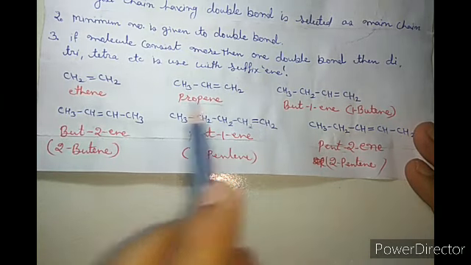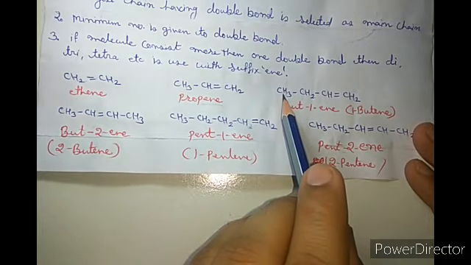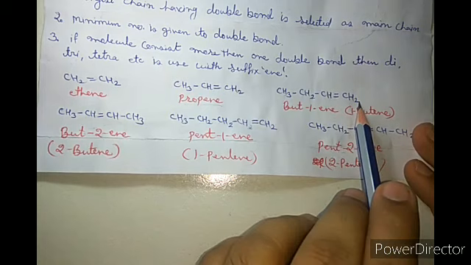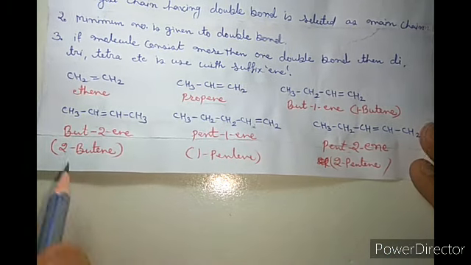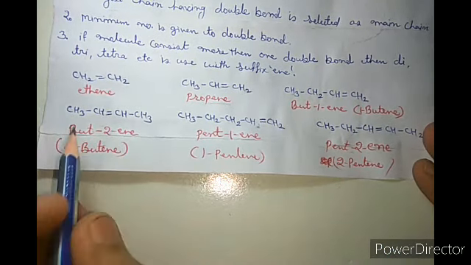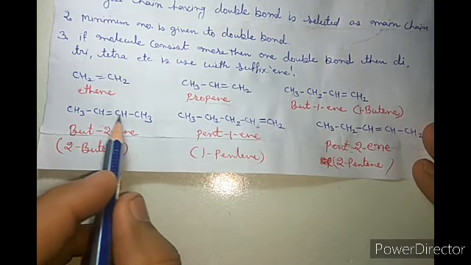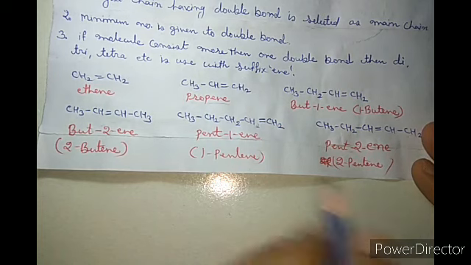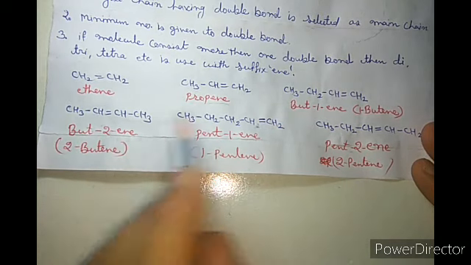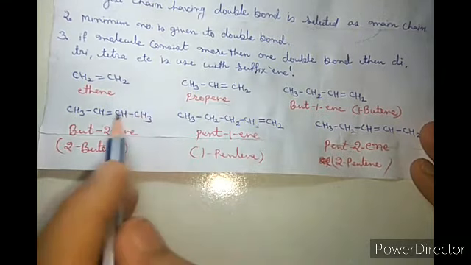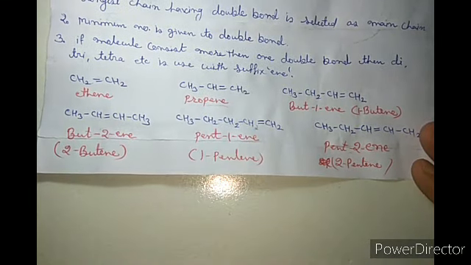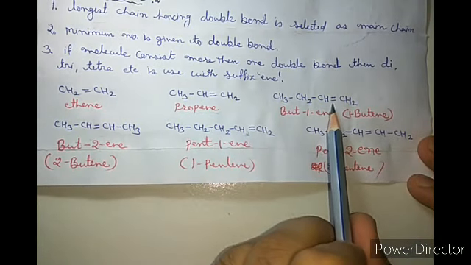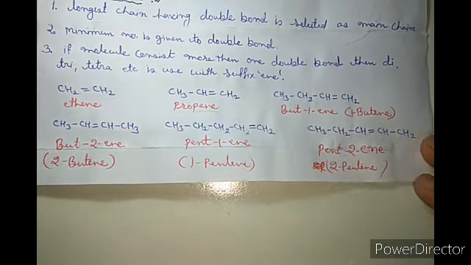If we consider the molecular formula, then both are the same. 1 2 3 4, 4 carbon, 3 2 5 1 6 or 2 8, C4H8. Here also 1 2 3 4 carbon, 3 2 5 or 3 8, both are C4H8. But it is clear that both are different. To identify the structural difference, we have to locate the position of the double bond.